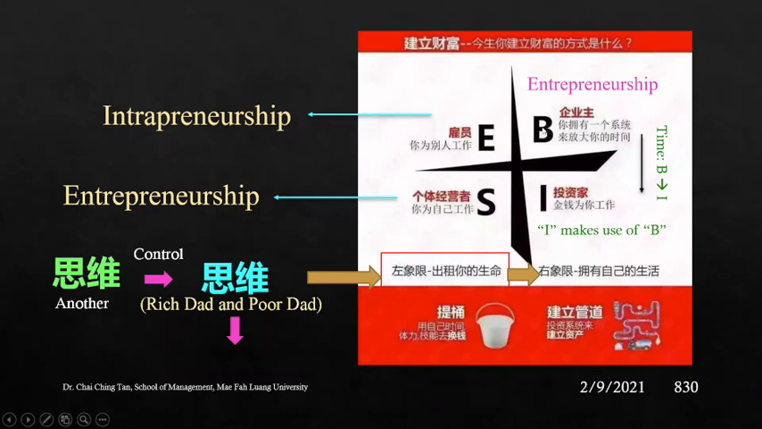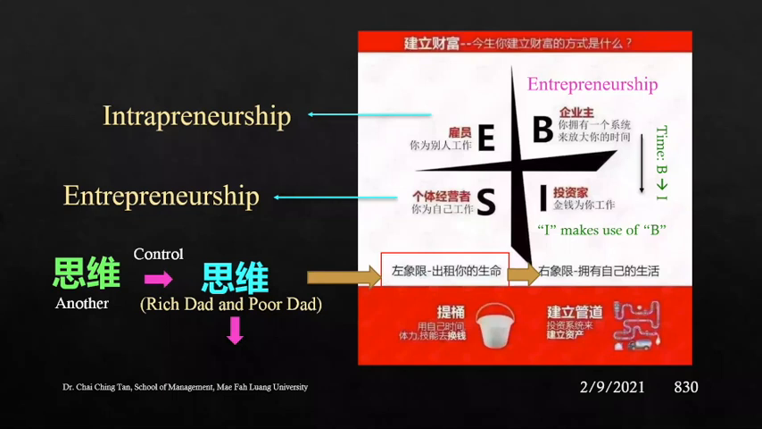Number one is called B, business. I means investor. Business, investor, employee, self-employed. How do business people own their life? Owning their life means that I do not need to always work. So business people own a system. They create a system to help them be competitive and let the system manage their business. If I want to be an entrepreneur, I have to make a system to manage the entrepreneurship.